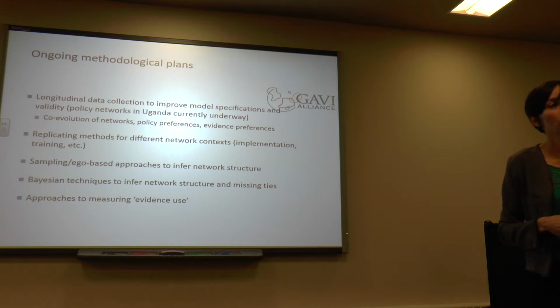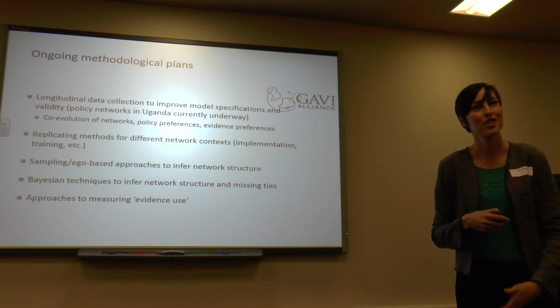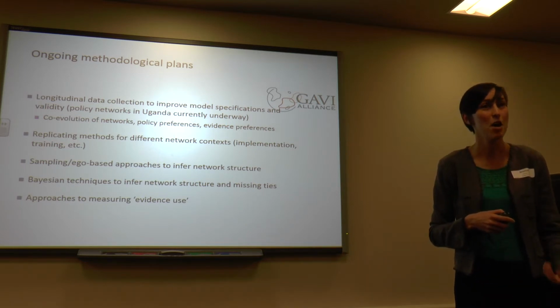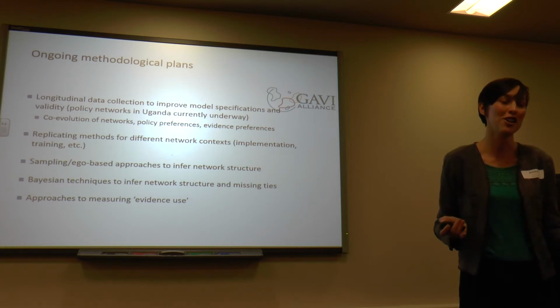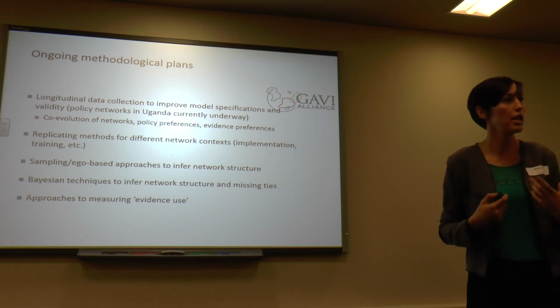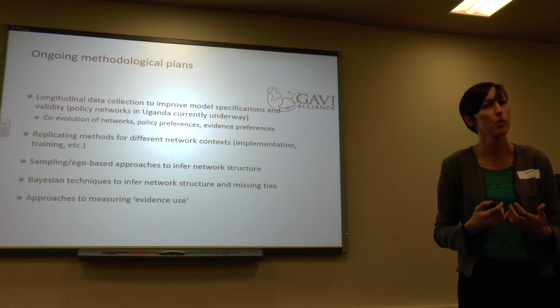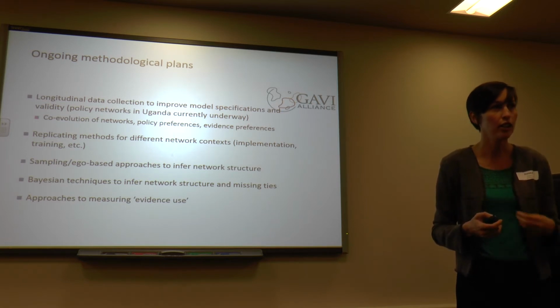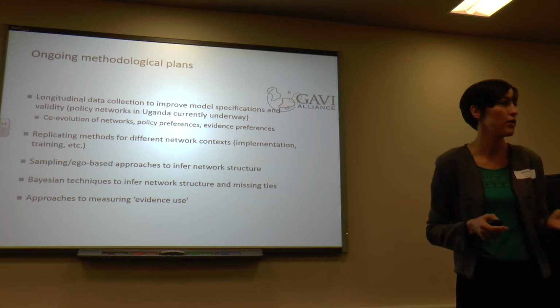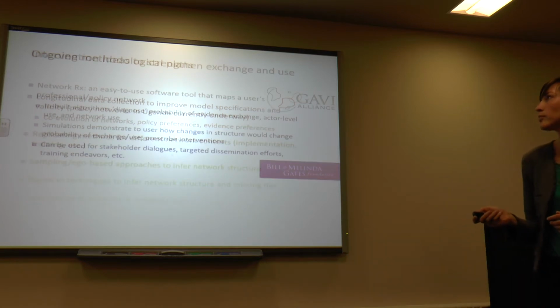So I'm fairly confident in my interpretations of evidence use because my methods were so long and drawn out, and because I do these really detailed qualitative interviews and I'm able to triangulate. But if you're doing a study like this more quickly, do we have a scale? How do we measure evidence use both at the actor and at the network level?